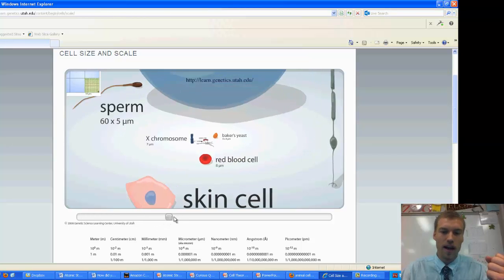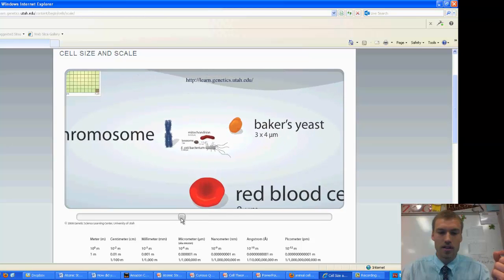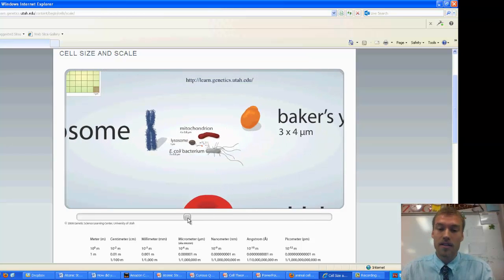Sperm, 60 by 5 micrometers. Your red blood cells, only 8 micrometers, very, very small. And you'll notice that they're not that much bigger than the X chromosome. So red blood cells actually do not have any DNA in them, which is kind of interesting.